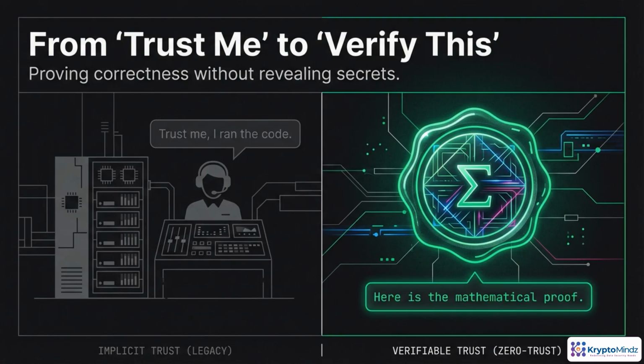For most of computing history, trust meant believing people, organizations, or logs that could be altered. Someone could say, "Trust me, I ran the code," and that was often enough. Verifiable trust reverses this. Instead of trusting actors, we trust cryptographic evidence. Systems expose proofs that anyone can check independently, without revealing underlying secrets or internal data.